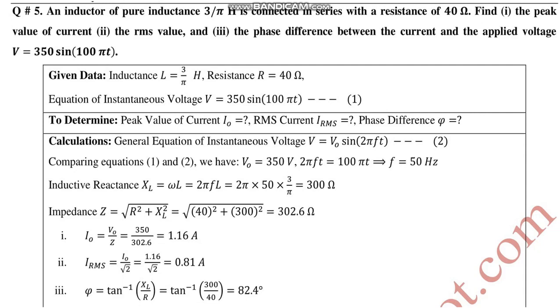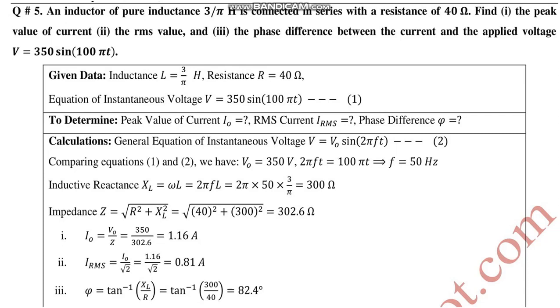Inductive reactance XL is equal to omega L. Omega is the angular frequency. If we put the value in here, we get 2 pi FL, and putting the value of all in here, we get the answer, that is 300 ohm. Now impedance, because that is required in the peak value, so impedance is equal to under root R square plus XL square. We put the value in here, and solving by using calculator, we get the answer 302.6 ohm.